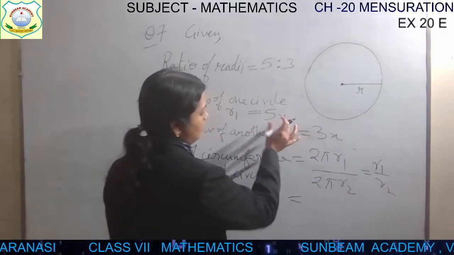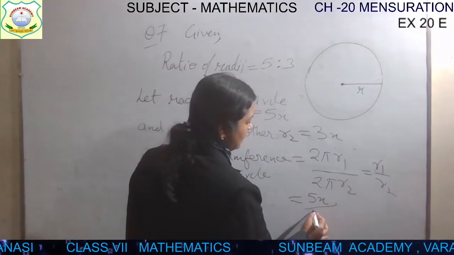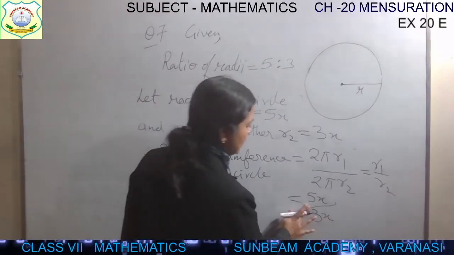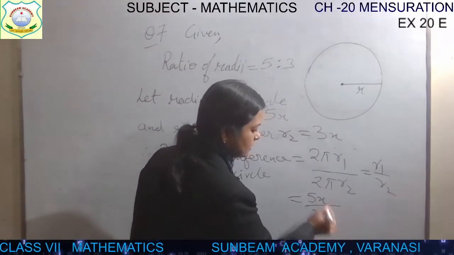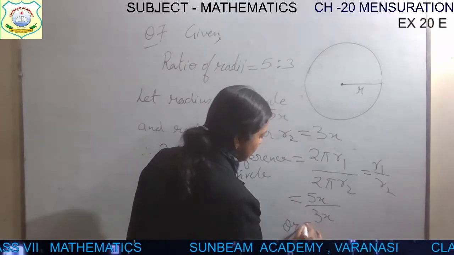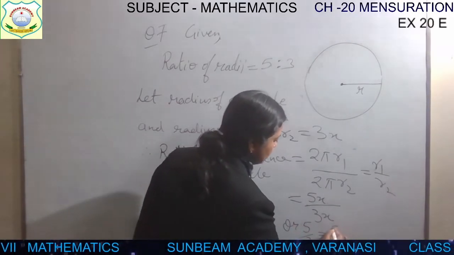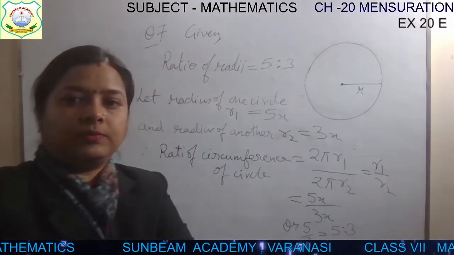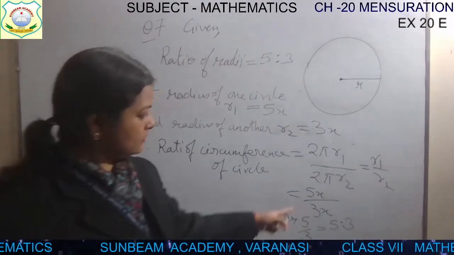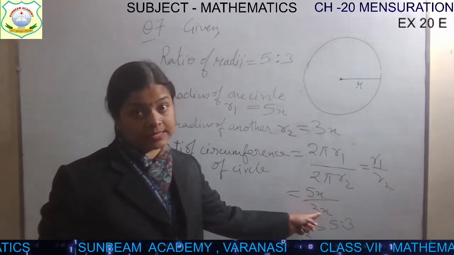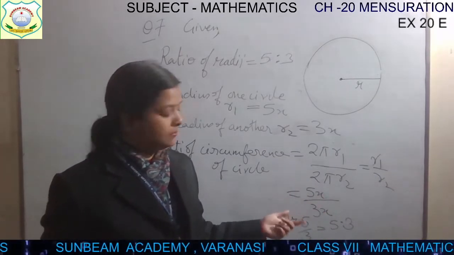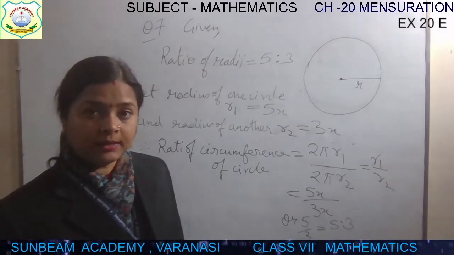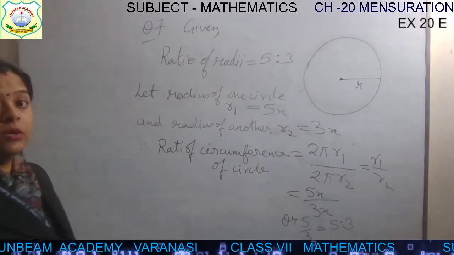So r1 is our 5x and r2 is our 3x. Here also again the variable is same, x and x, so it will cancel out, and it will be equal to 5/3, that is equal to 5:3. See, it's visible. 5/3 is left, x and x also cancelled, same. In numerator and denominator values are same, so their circumference will also be the same. In this way we can solve question number 7.